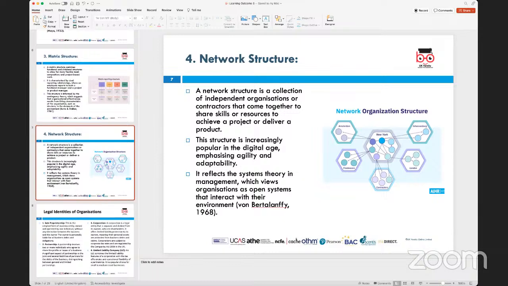Now, a network structure primarily tends to be a structure wherein you would see a collection of independent organizations working together to be able to deliver an objective. The best example to share would be a project management or project division kind of organization, wherein you would generally see these organizations have independent operations in different countries. They are independent entities themselves.